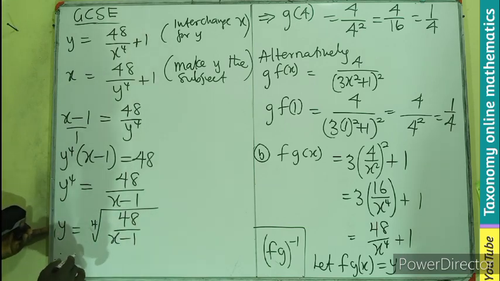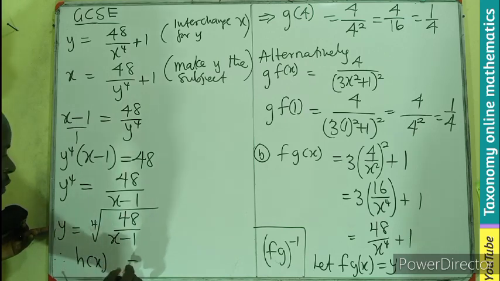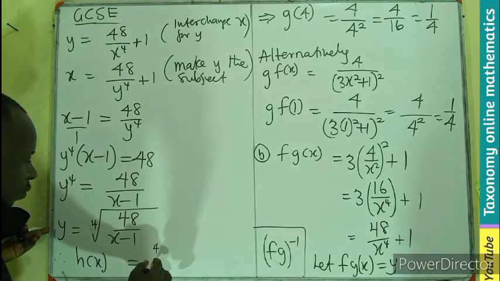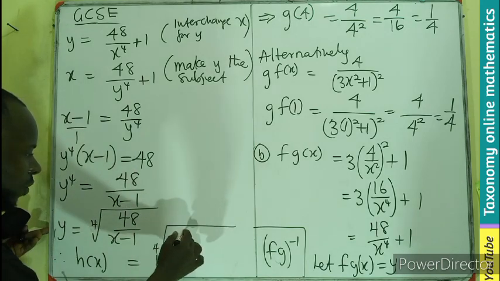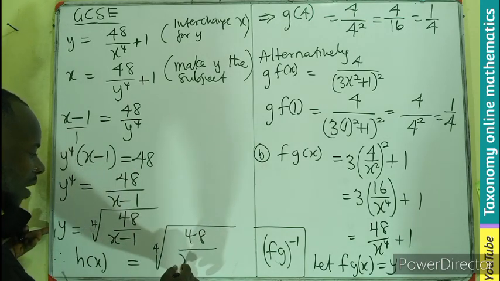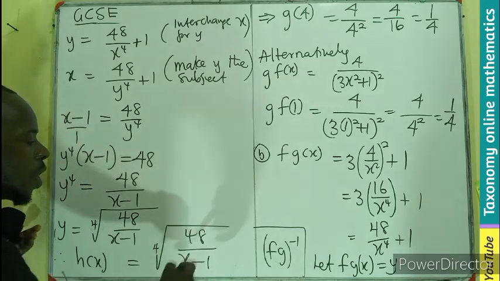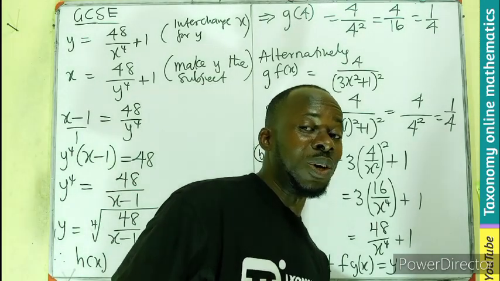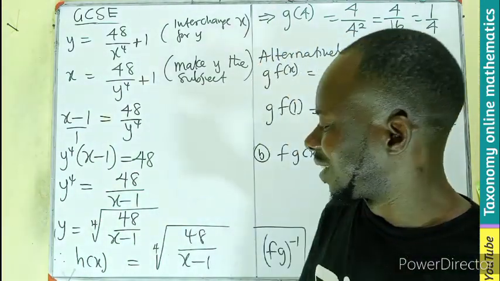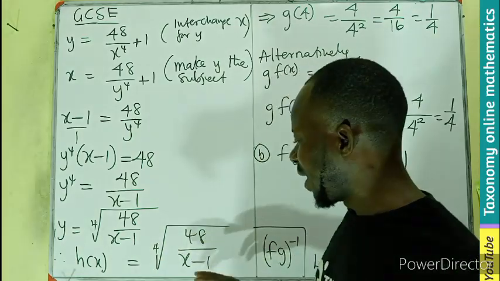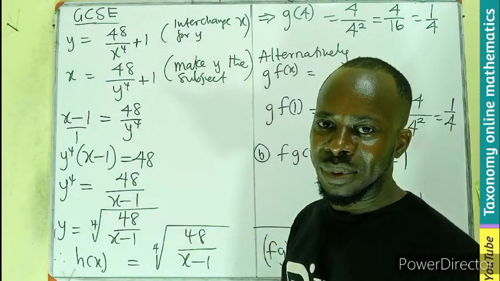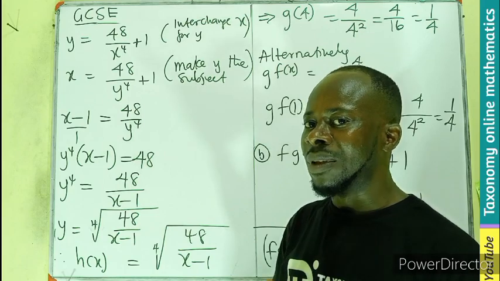So therefore, the h function that we are looking for will just be the fourth root of 48 divided by x minus 1. So the function h of x will give us nothing but the fourth root of 48 divided by x minus 1. I'm sure the concept is clear.